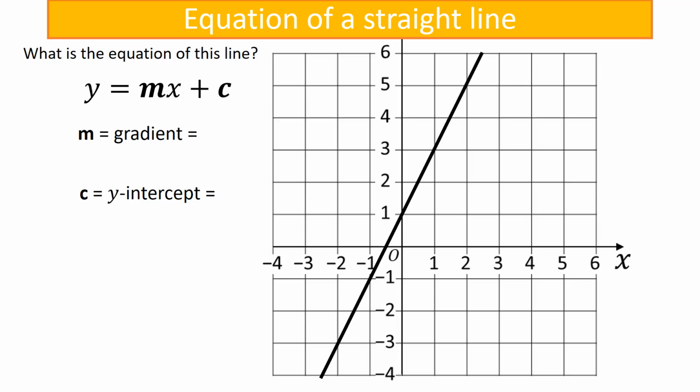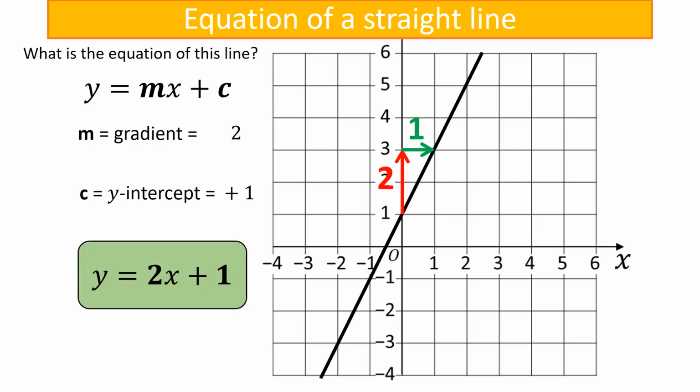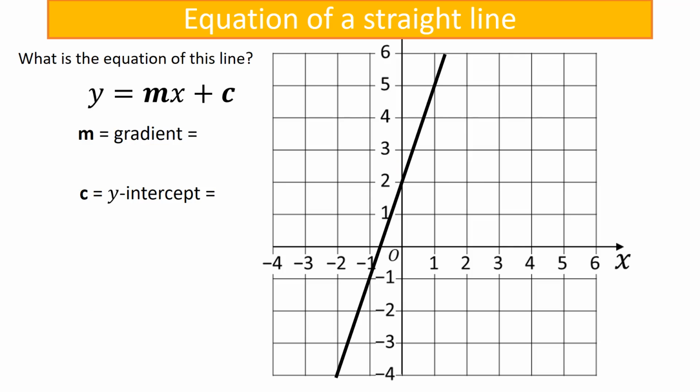Now we're going to use the 2 skills to find the equation of a straight line. So first I need to find the gradient of the line that you can see on the graph, and I can see that the change in y is 2, the change in x is 1, so the gradient is 2. Now I just need to read where the line crosses the y-axis, and that is positive 1. So now I can put it together and I get the equation of the line, which is y equals 2x plus 1. The gradient is 2, so I get 2x, and the line crosses the y-axis at positive 1, so I add 1.